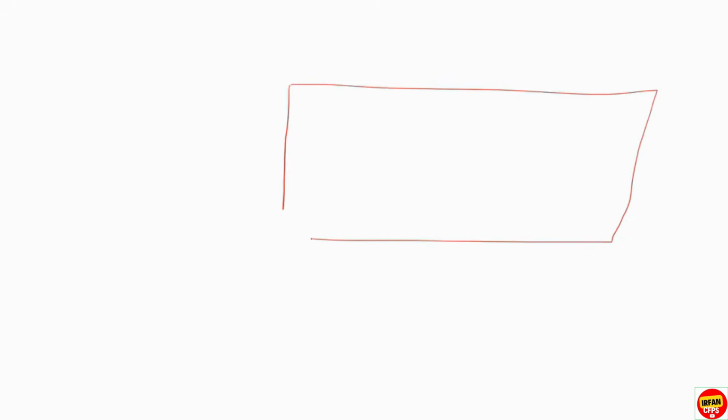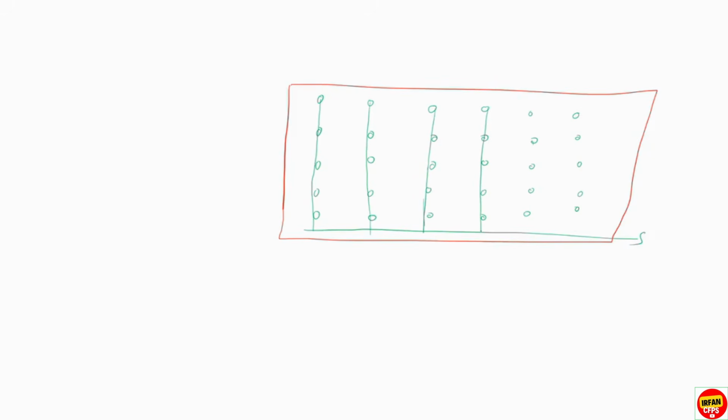Draw a little bit big. 1, 2, 3, 4, 5. 1, 2, 3, 4, 5. 1, 2, 3, 4, 5. We have distributed the sprinklers, assume 1, 2, 3, 4, 5. And the sprinklers are connected to the branch line until the cross main.